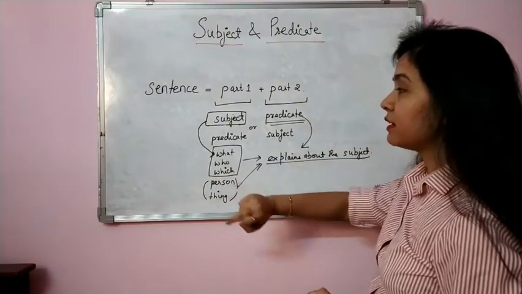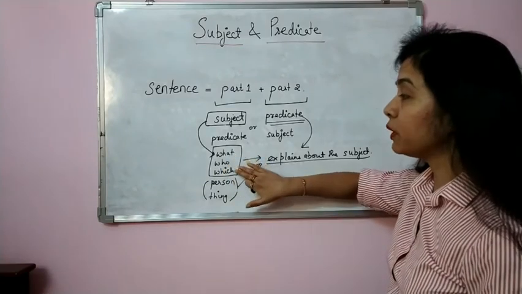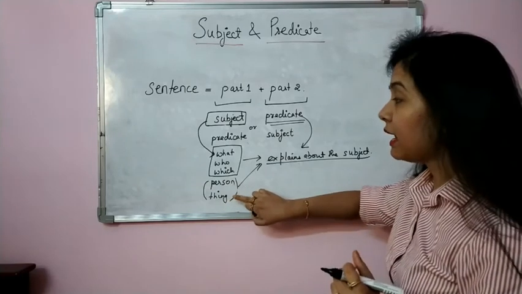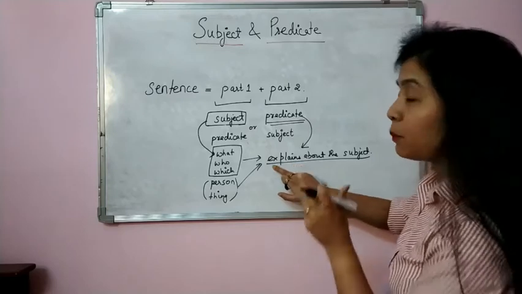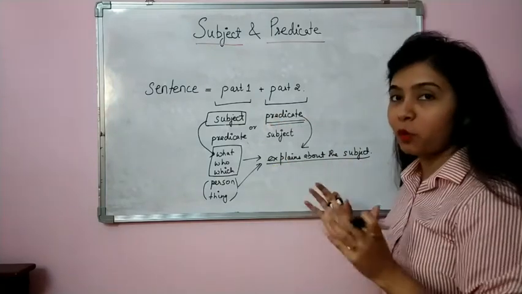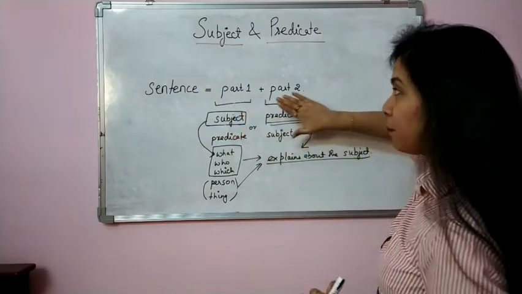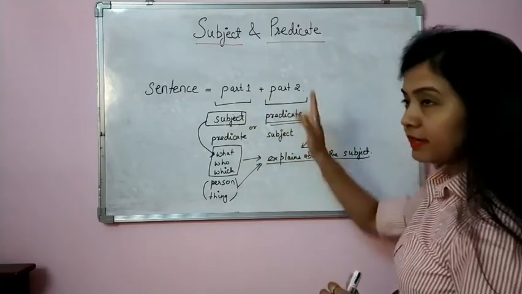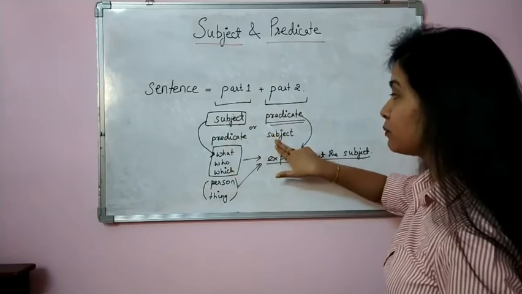So subject expresses that part of the sentence which says what, who, which, about which person are we talking, about what thing are we talking, and the explanation of that person or thing is done in the predicate part of any sentence, which explains about the subject. I hope you understood. A sentence has two parts, part 1, part 2. Part 1 is called subject, part 2 predicate. We can also say it otherwise: part 1 can be predicate, part 2 can be subject.